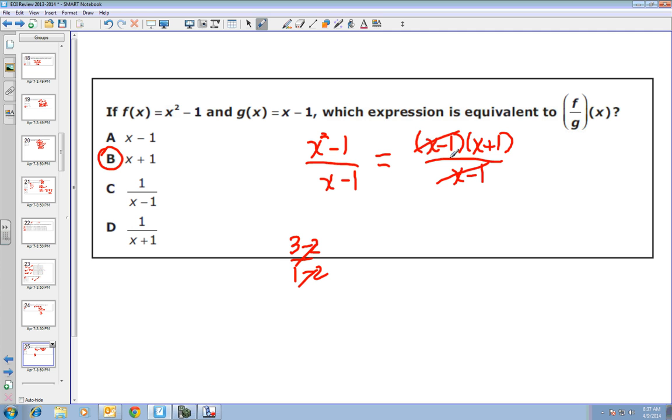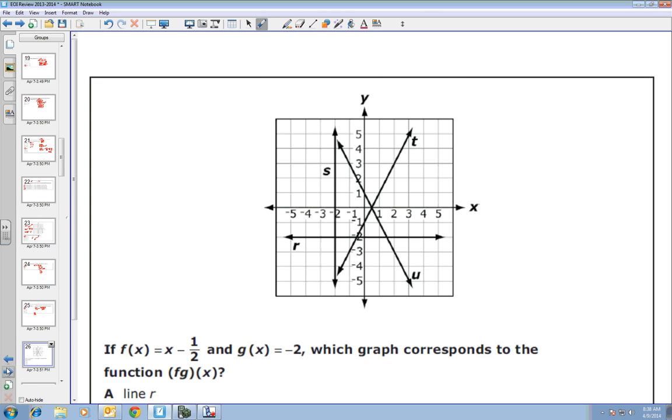Well, when you cancel something out, they have to look exactly alike. Okay? So I have x plus 1 left. So remember, you cannot start canceling things if there's a minus or a plus sign in between, only if it's multiplication. Okay. All right, next one.